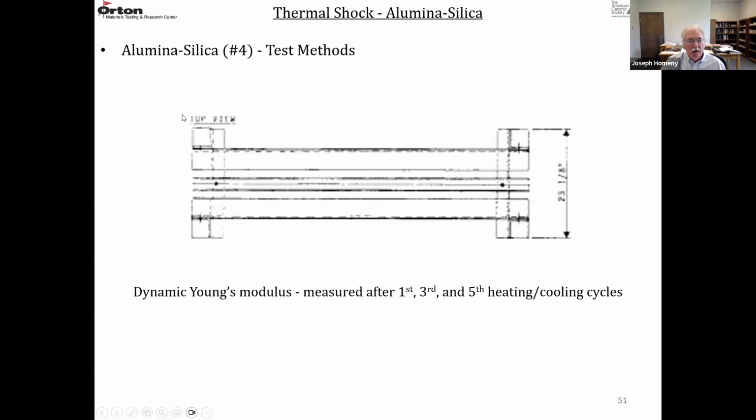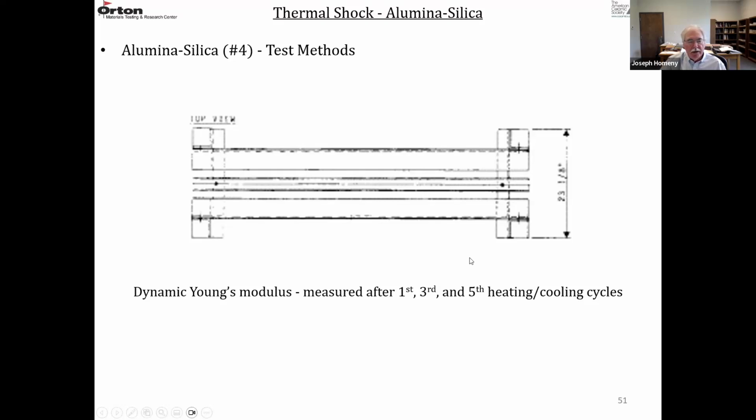We used to run this test at Orton. We ran it quite a bit, but it's tedious and it requires some equipment. And now it is still an ASTM test, but it's an obsolete ASTM test, just like the panel spalling test. But it was a fairly good test. It just wasn't run that much.